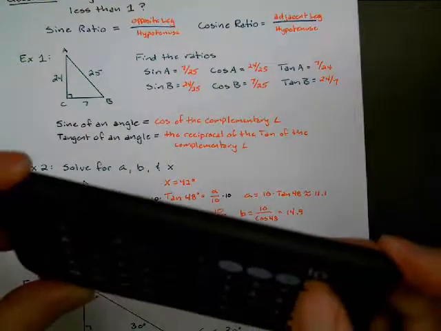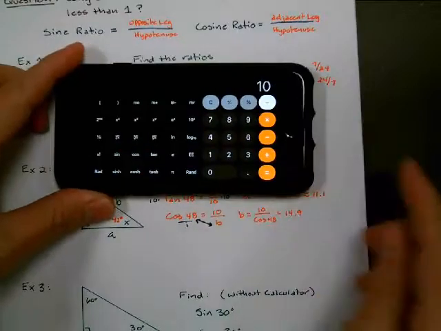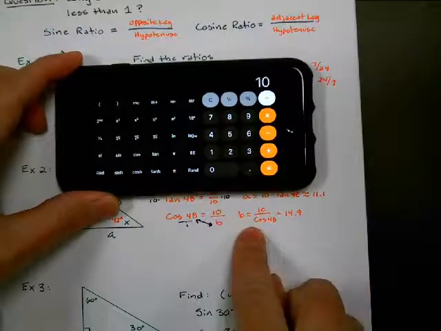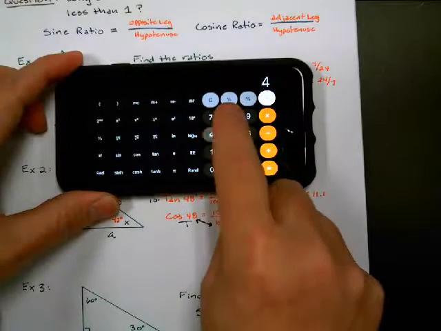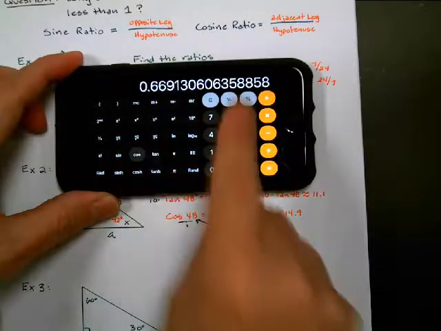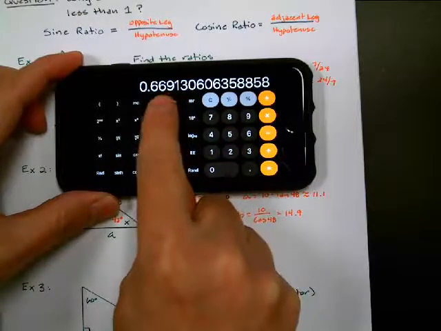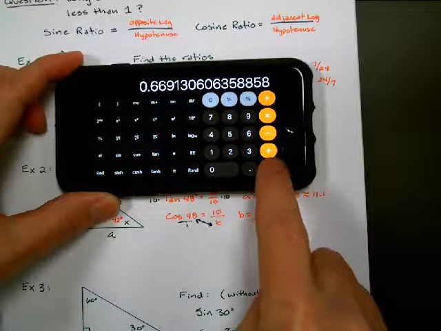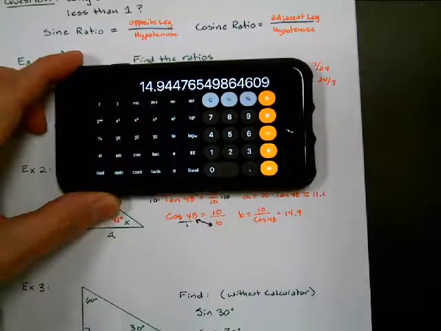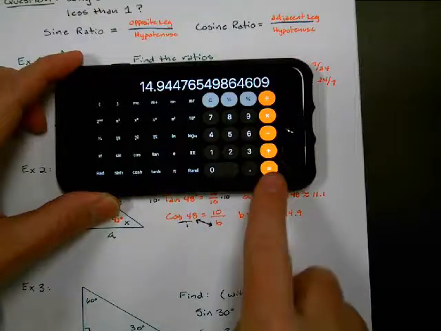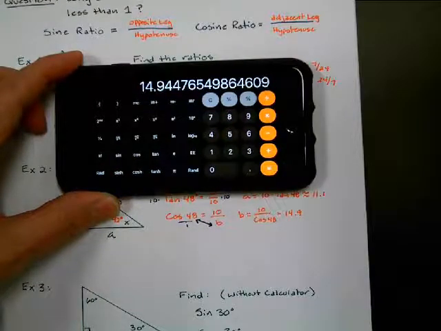All right, 10 divided by 48 cosine. 48 cosine, that's not the answer. That's what 48 cosine is. Now you have to hit equals. And you still get 14.9. A lot of people forget the hitting of the equal at the end there. That's probably where you're messing up if you mess up.